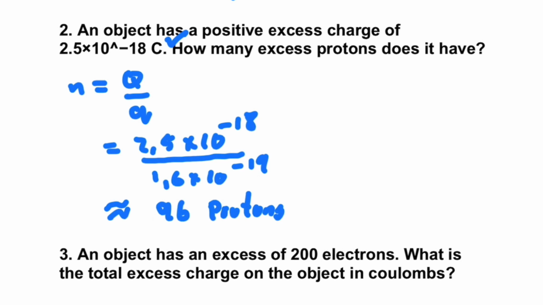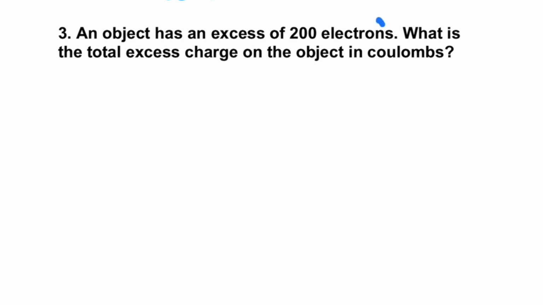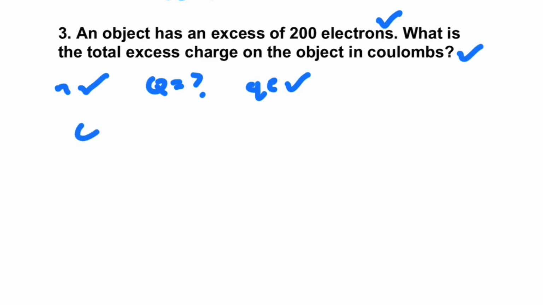The last question, an object has an excess of 200 electrons. What is the total excess charge on the object in coulombs? Well, we have the number of electrons. We are looking for the charge, but we do know the charge of an electron, the elementary charge. So how do we answer this question? Well, still the same principle, quantization of charge. We have Q being equal to N multiplied by the elementary charge.